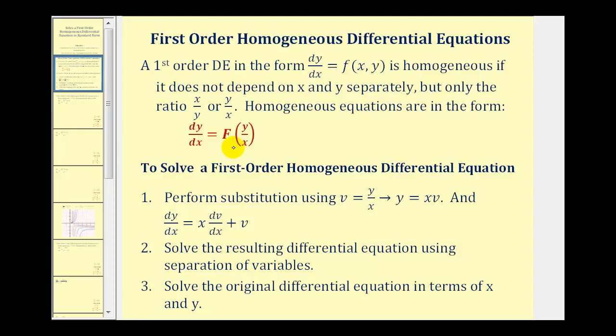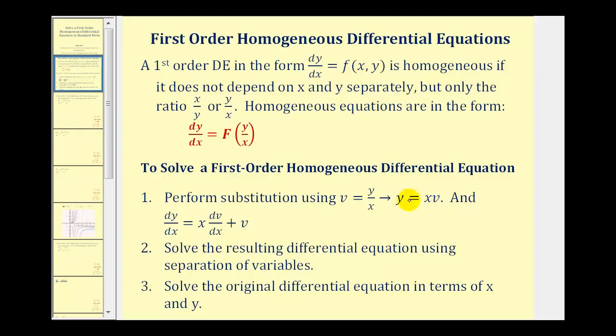So we'll first check to see if the given differential equation is homogeneous, and then if it is, we can solve it by performing substitution. We'll perform the substitution v equals y divided by x, but since we'll also have to perform a substitution for dy/dx, if we solve this equation for y by multiplying both sides by x, we can say that y is equal to x times v, and then to find dy/dx, we'll have to perform implicit differentiation and the product rule.